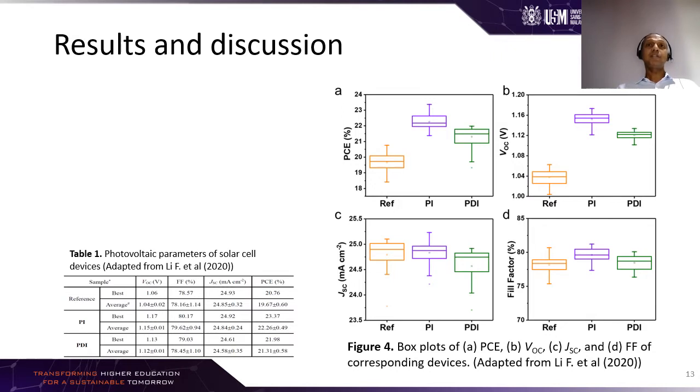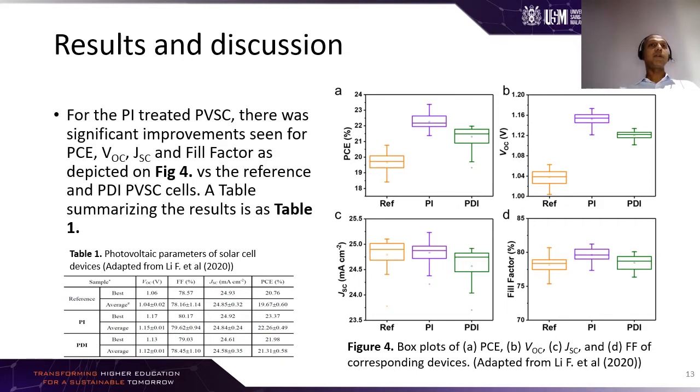Now, additionally, on the results and discussion, on these box plots, you can notice that the PCE box plot for the PI, for the various builds that were made for this entire experiment, was much higher here. And additionally, the V open circuit is also much higher versus the reference and the PDI. For the current density, it is similar, I would say, to the reference, no doubt. But for the fill factor, you would see it is definitely much higher. So over here, Table 1 summarizes the various information that I just presented to you.